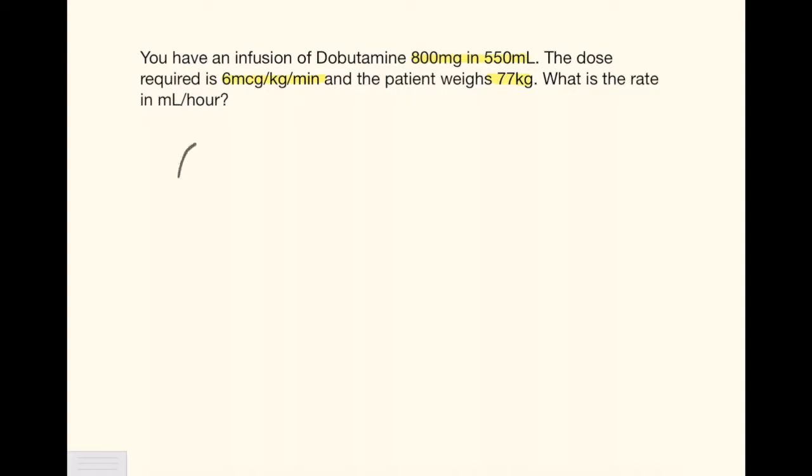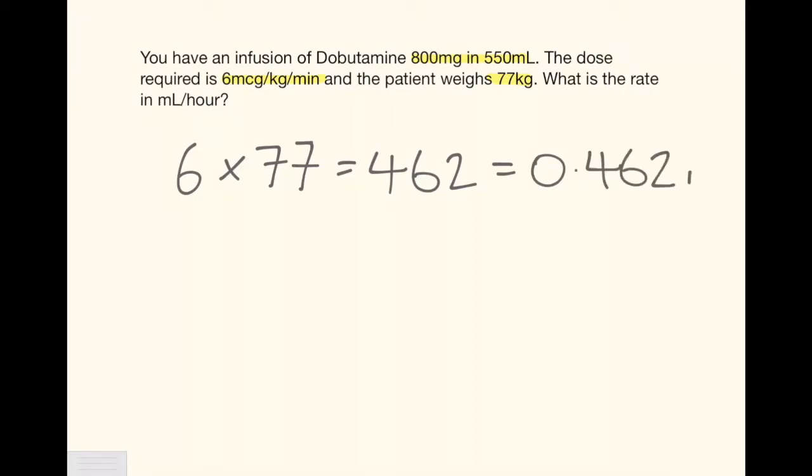Okay, so I need 6 lots of 77, 6 micrograms per kilogram. That, well, 6 times 7, 42, 420 plus 42, 462. Now micrograms is a 1,000th of a gram, so that's going to be 0.462 milligrams. Okay, so I need 0.462 milligrams per minute.